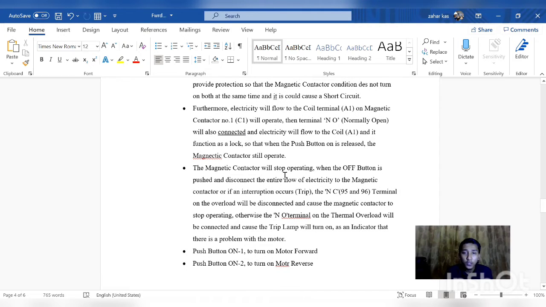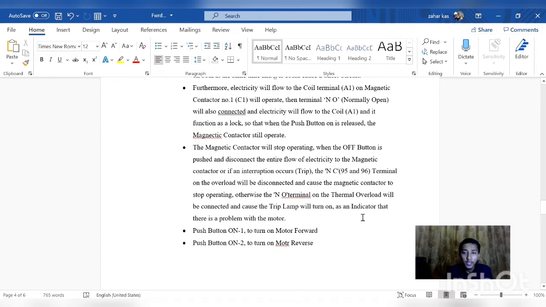The magnetic contactor will stop operating when the off button is pushed and disconnects the entire flow of electricity to the magnetic contactor, or if an interruption occurs. The normally closed terminal on the overload will be disconnected and cause the magnetic contactor to stop operating. Otherwise, the normally open terminal on the thermal overload will be connected and cause the trip lamp to turn on as an indicator that there is a problem with the motor.